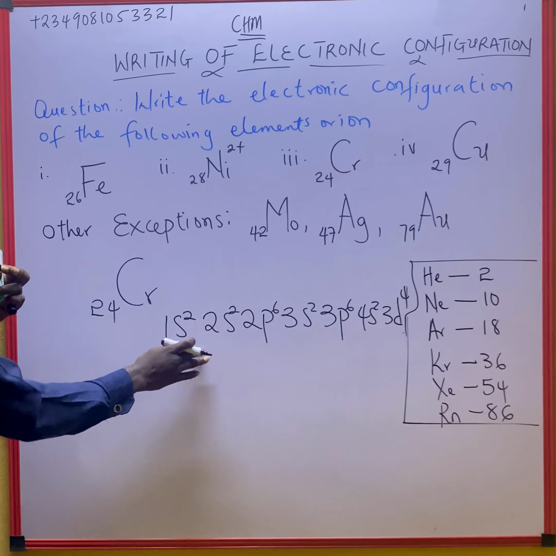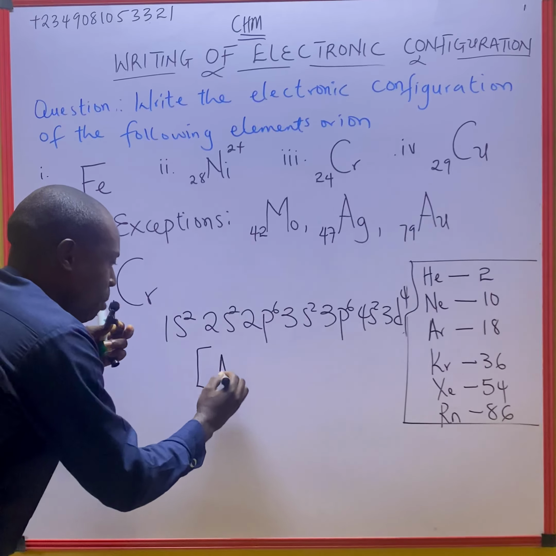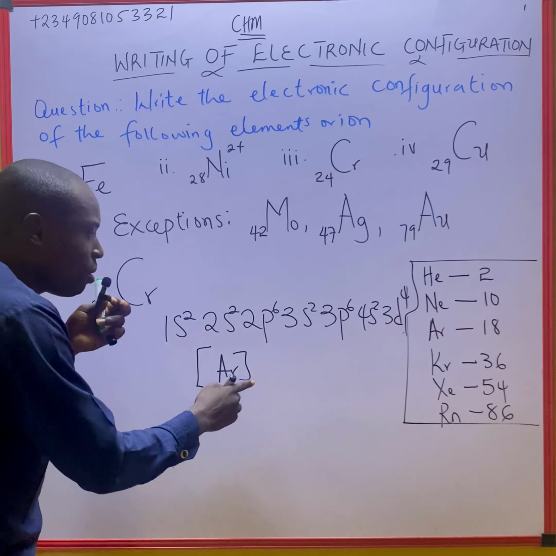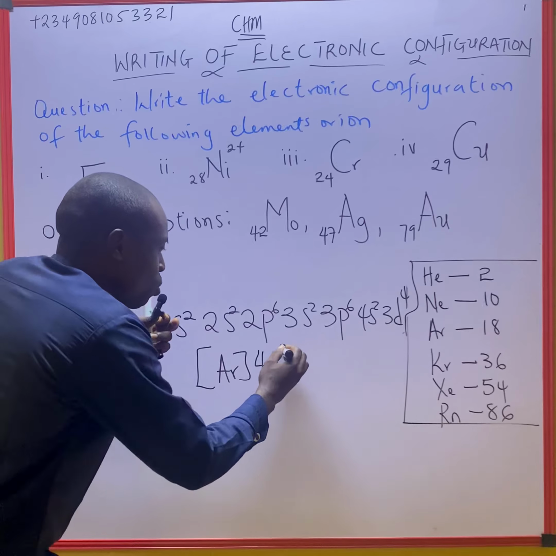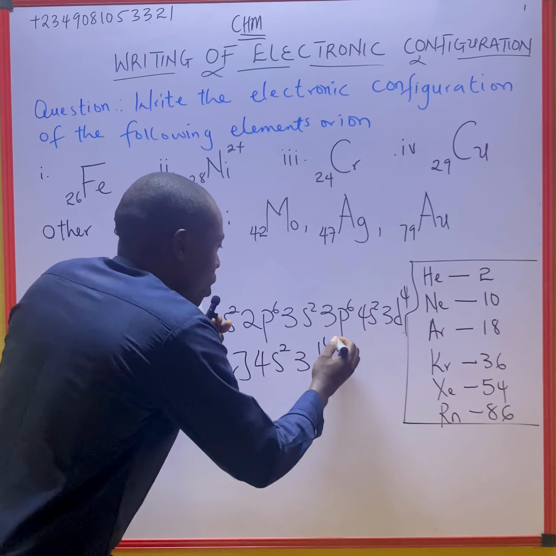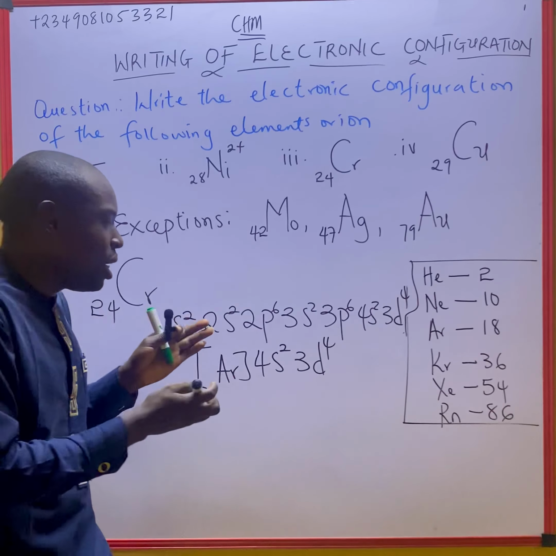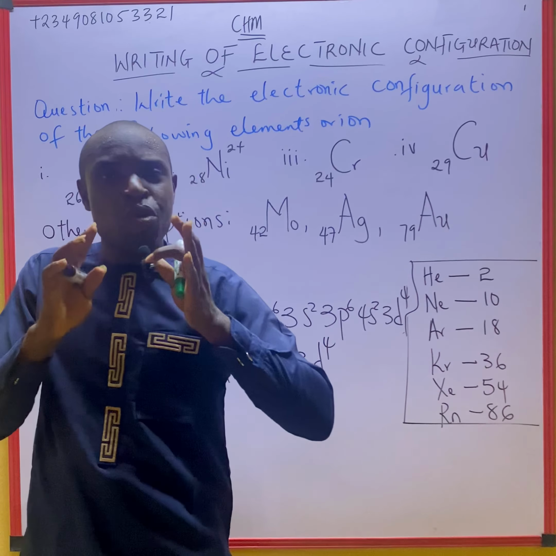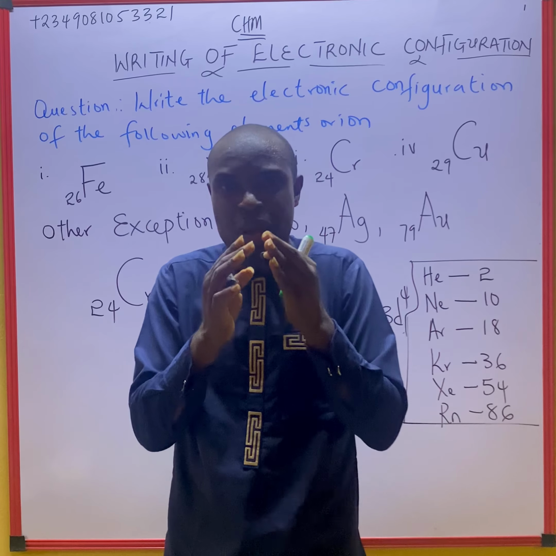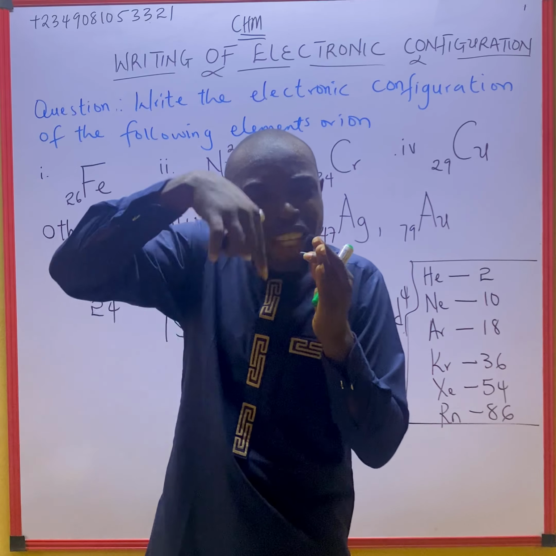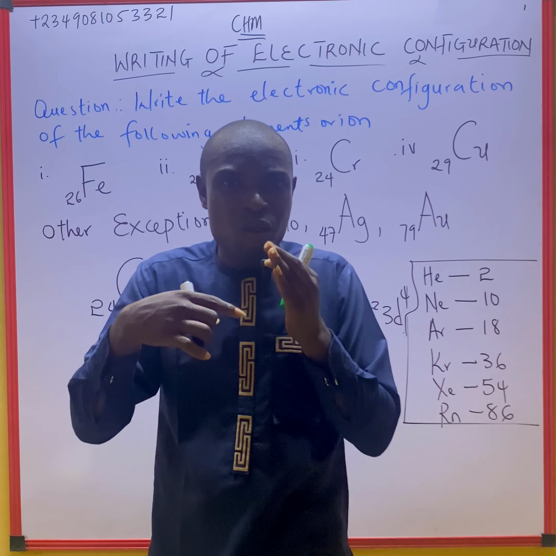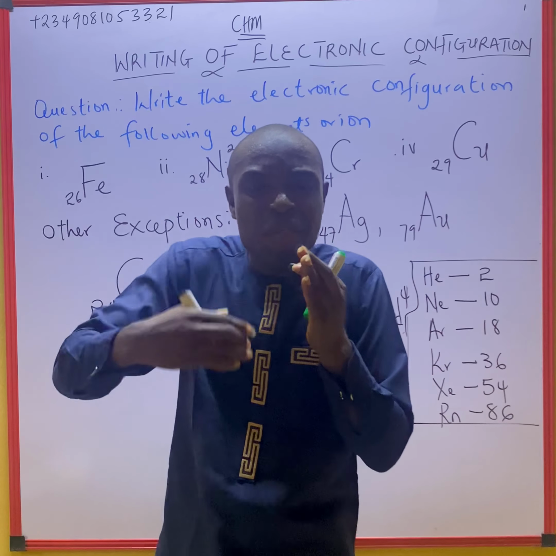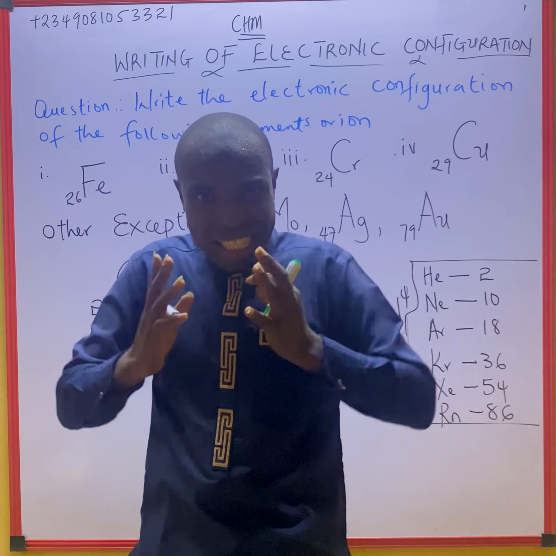So in the condensed form, it will be argon, 4s2, 3d4. Remember, I've told you how to do this. This was what should be expected, but that is not correct. We don't use feeling here. We don't use what is expected here. We use the actual answer that gives that element its stability.